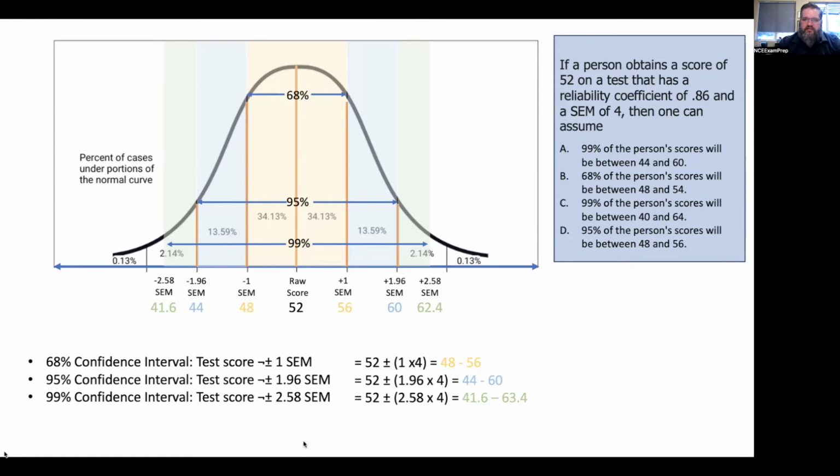Now, when we're calculating these on the NCE, we're going to round. We're looking for a close enough answer. And so my guess is you're not even going to have to use this 99% confidence interval with 2.6 because most people aren't going to be able to just do that in their head. So if you have to do this, it's probably going to be with plus or minus 1 standard error of measurement or plus or minus 2.